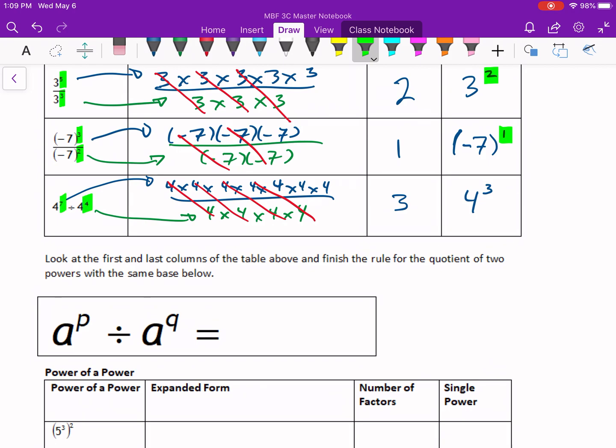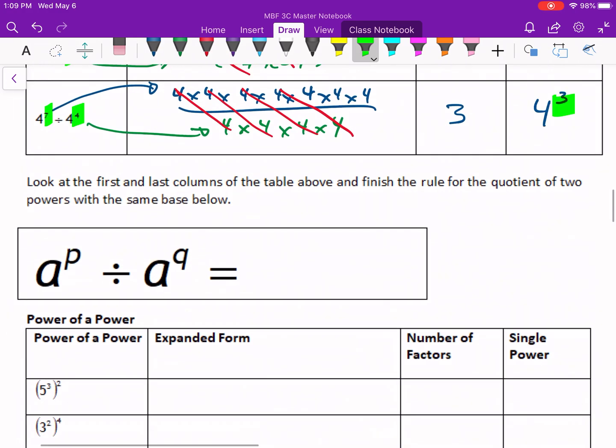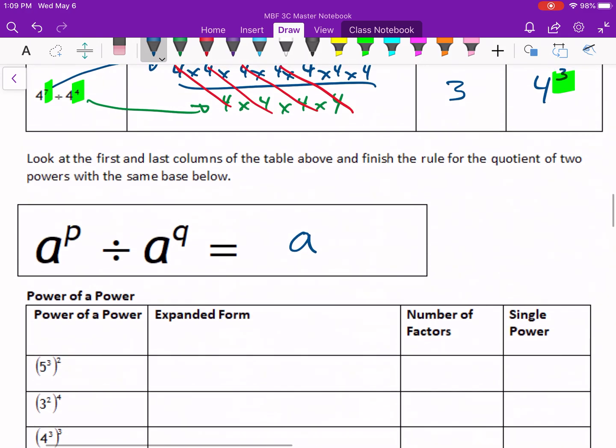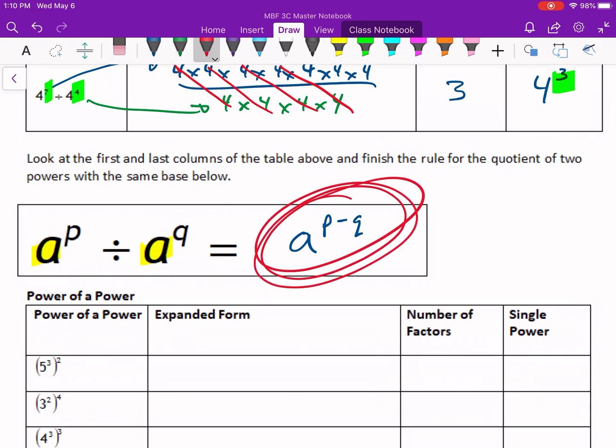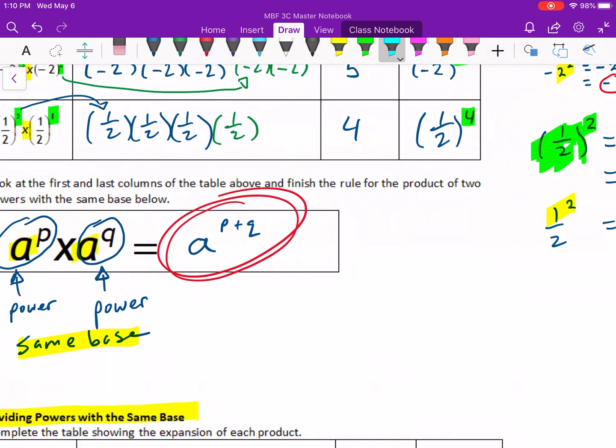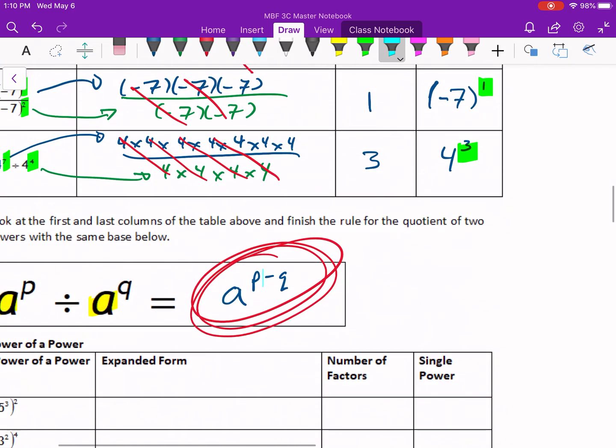So our rule, when we're dividing, is that we are going to subtract the exponents. The base remains the exact same. So whether it's a or 4 or -7 or 3 or 5, like in the examples, as long as the two bases are the exact same, they're both a, then I don't repeat it, but I just write it one time, and then I'm going to subtract the exponents. So these two rules are just opposites of each other in a way. If I multiply, I add. If I divide, I subtract the exponents. So it's a really nice shortcut.